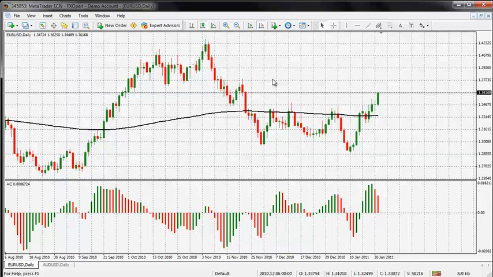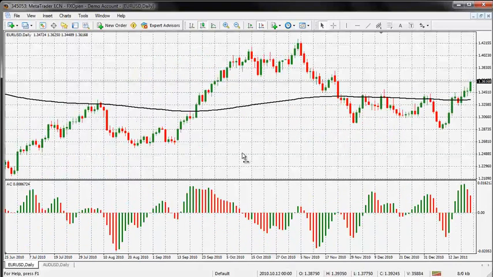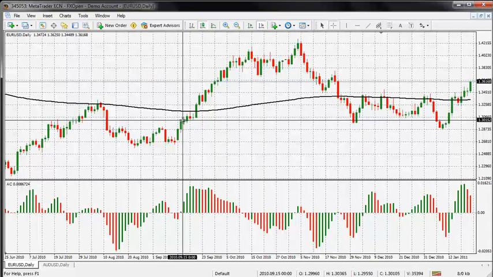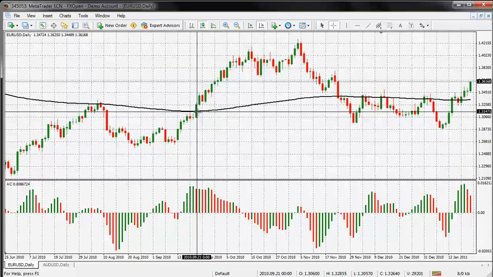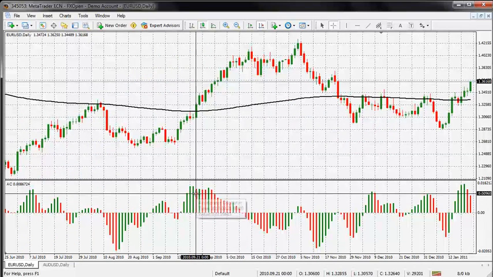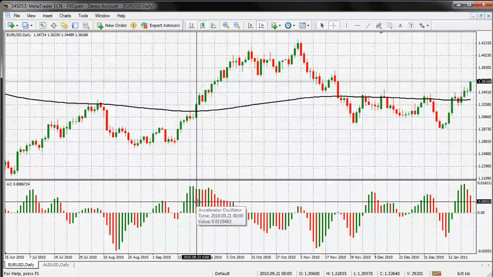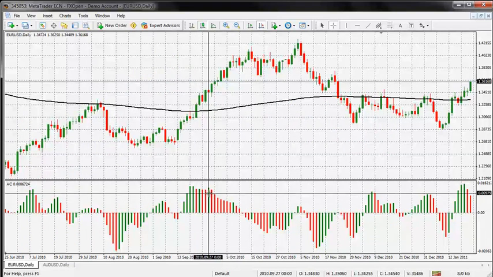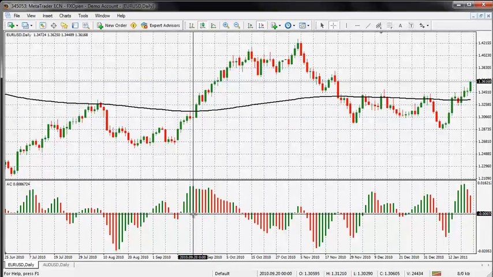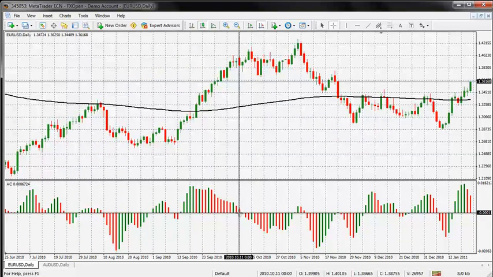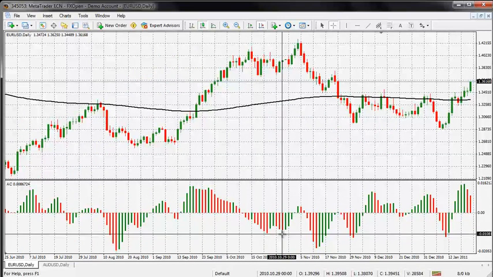With the 200 moving average, what I want to do is look for patterns in the market that emerge out of the blue. The first thing I'm going to look at is the point where this penetrates. Then I'm going to come down here and look at the accelerator oscillator and see what bar it lands on, regardless of whether the histogram is above the vertical scale or below the vertical scale.